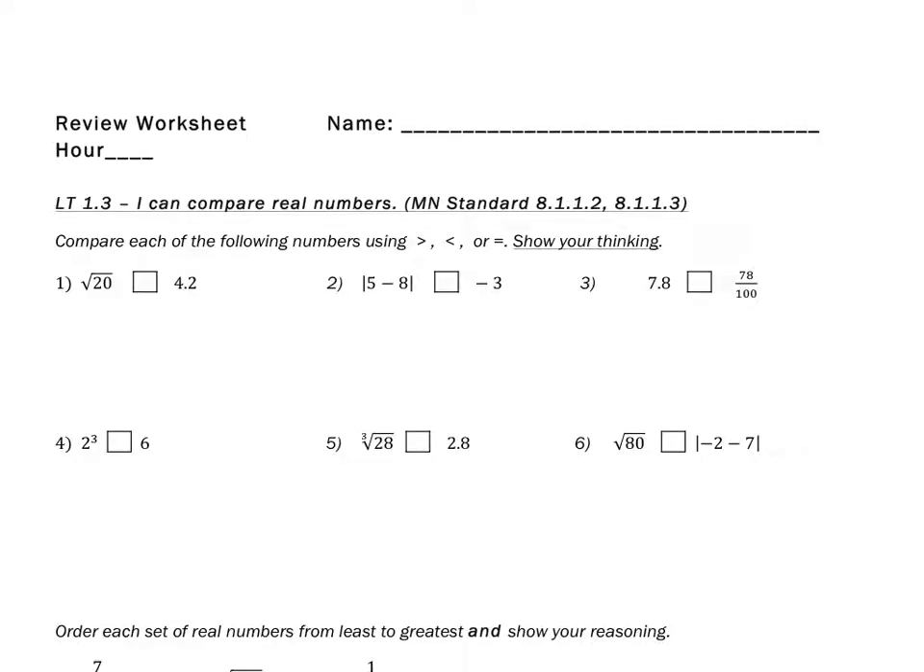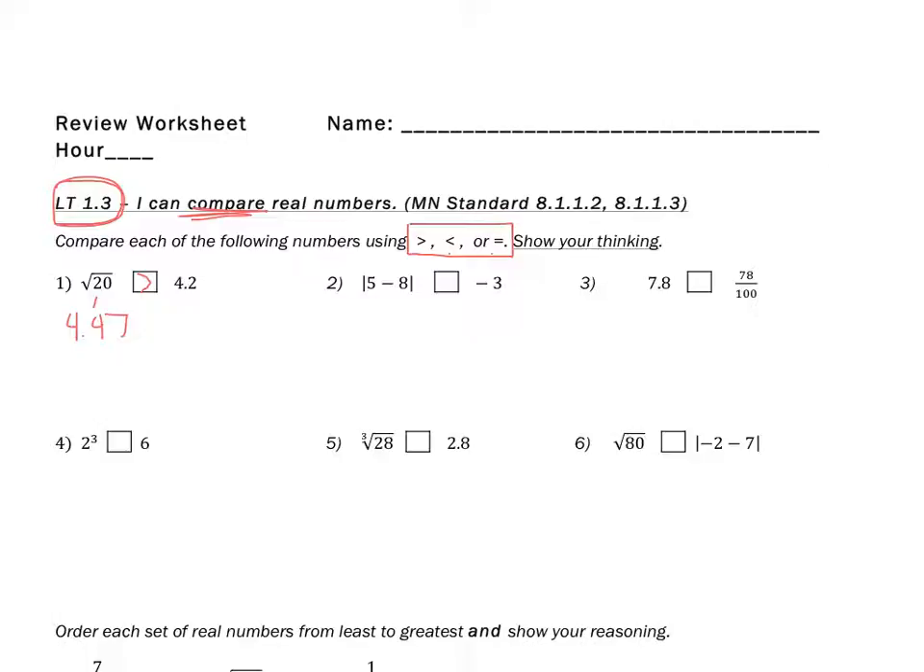Hello, we're going to do a quick review of Learning Target 1.3, which says I can compare real numbers. We're going to do that by using the greater than, less than, or equal to symbol. Number one says the square root of 20, and we're comparing that with 4.2. If you calculate that, the square root of 20 is about 4.47. We can see right away that 4.47 is greater than 4.2, so we will use a greater than sign.